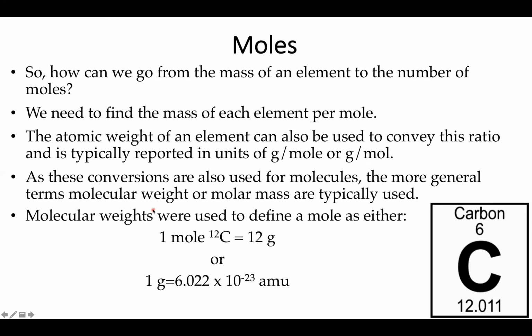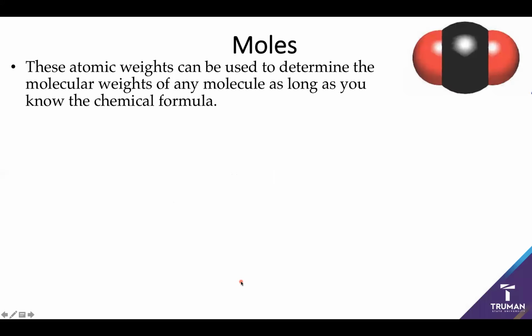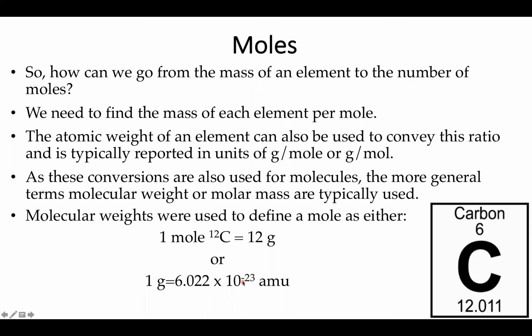So if I look at, say, the molecular weight of carbon, this is defined as 1 mole of carbon-12 weighing about 12 grams. And again, we can use this to figure out that 1 gram is about 6 times 10 to the 23rd AMU. So it's a fairly fun conversion there. Sorry, that'd be 6 times 10 to the 23rd. I'll remove the negative when I post the slides.